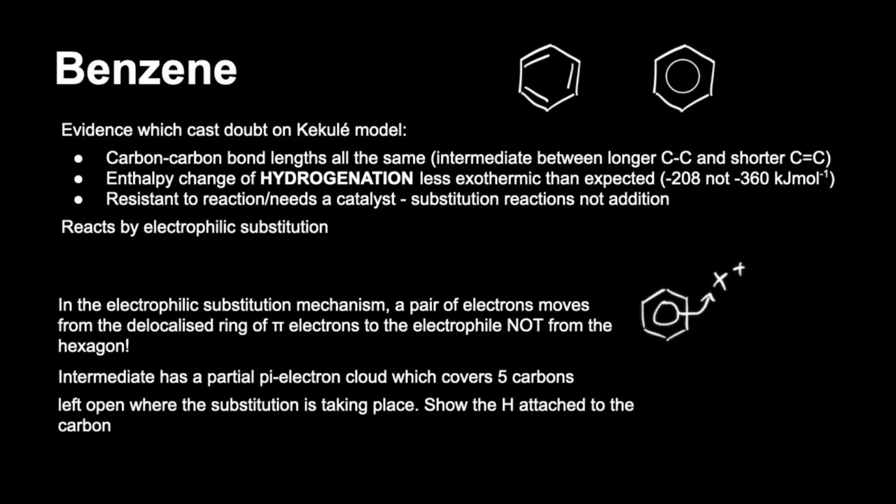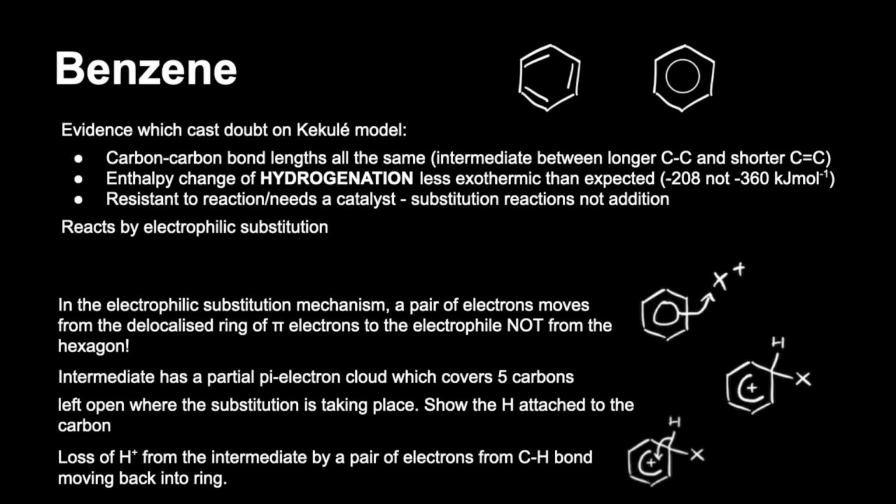The intermediate that's formed from that has a partial pi electron cloud, and I always tell my students to cover 5 of the carbon atoms in the ring, and you leave it open where the substitution has taken place. So it looks like that, and we now show the hydrogen that's already attached to the ring, because we need it for the next part of the mechanism. The third thing to happen is the H is lost as an H plus ion. A pair of electrons from the CH bond go back into the ring and reform the full delocalized ring of pi electrons, and the H comes off as an H plus ion, so don't forget the H plus.